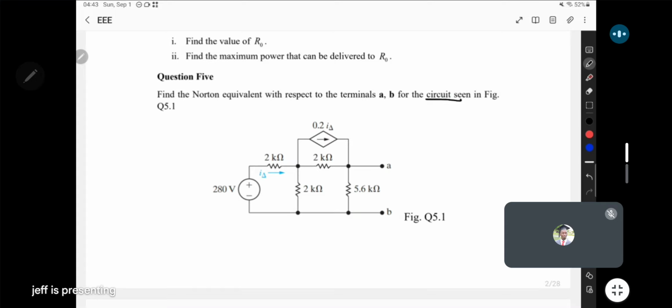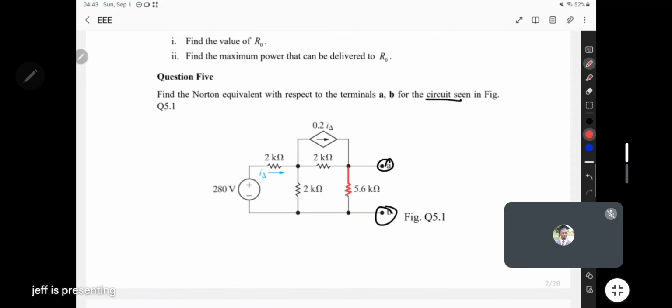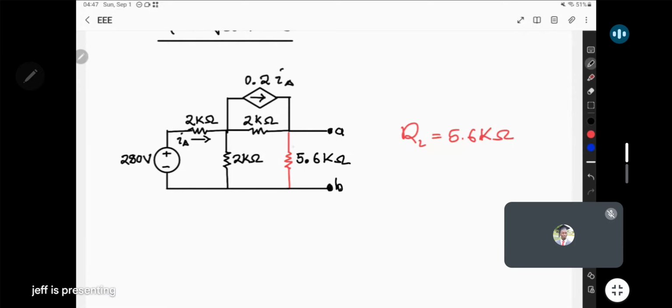Okay, so what happens here? Since the terminals AB are here, notice that they are putting the 5.6 kilo ohms between. So in other words, we're going to take this as the load resistor. Our load is going to be that 5.6 kilo ohms. So what we have to do now is copy the circuit so that we can start following the steps for Norton's theorem. Okay, so this is the circuit that we have. We want to find the Norton's equivalent viewed from the terminals AB.